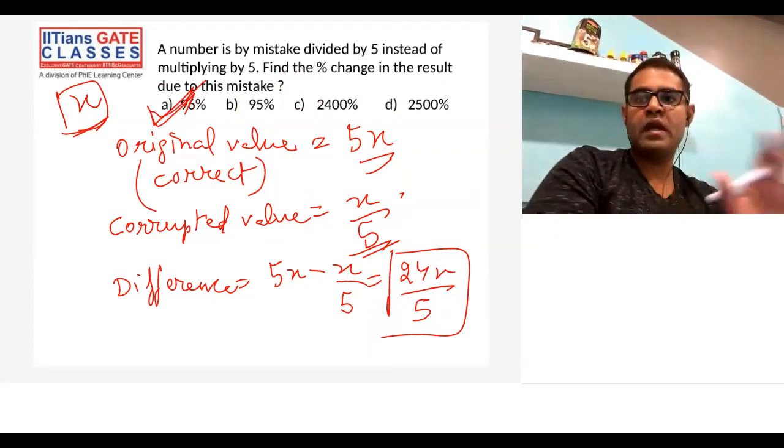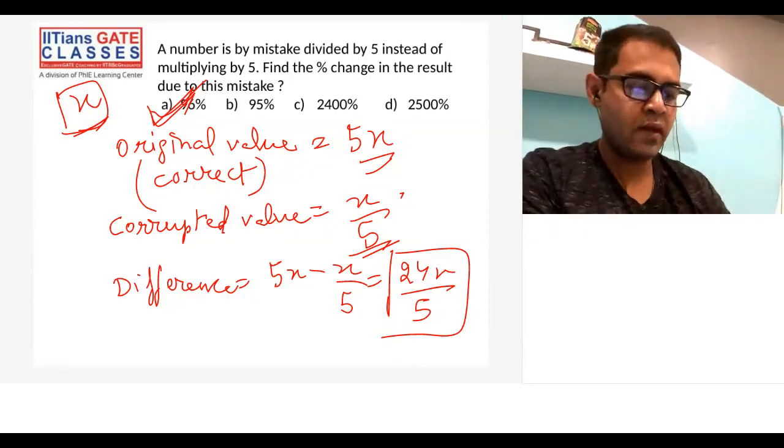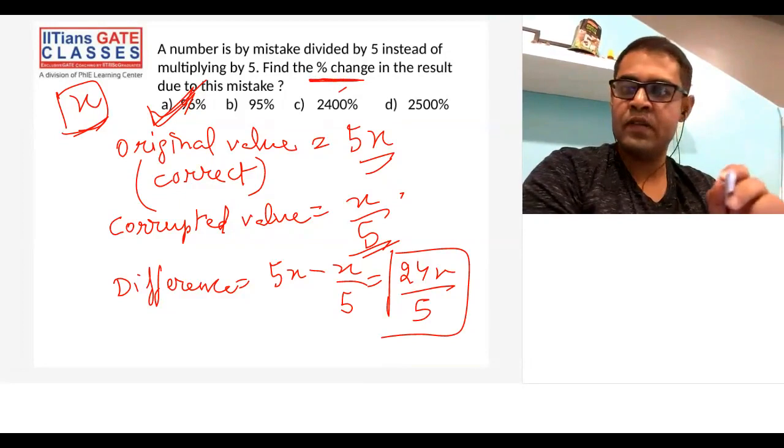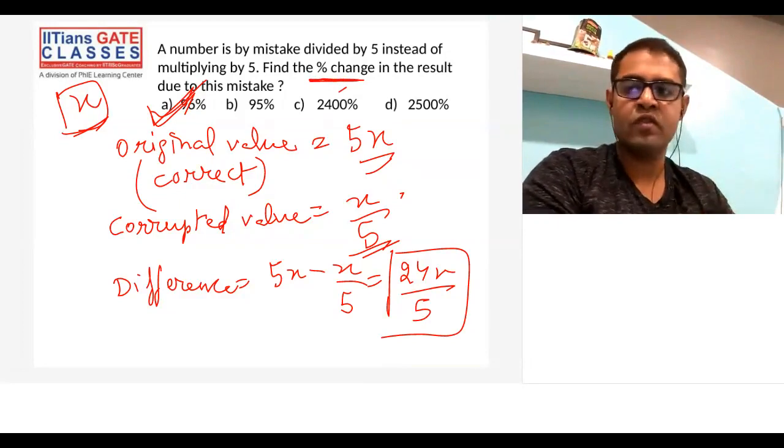All right. So I hope everyone got the solution for this. Okay. This was an easy problem. Only thing is, if you understand what you mean by percentage change and if you can do it right, then you got full marks.